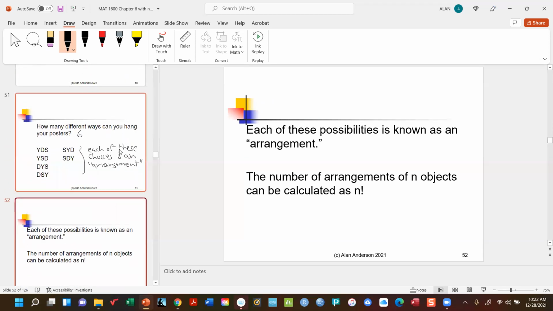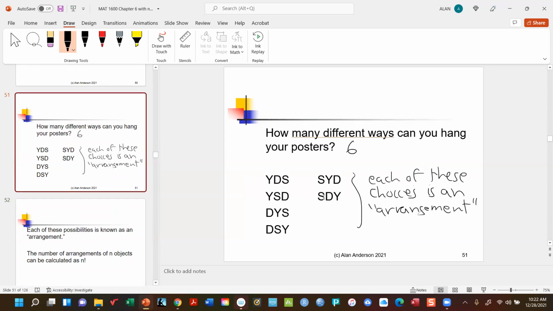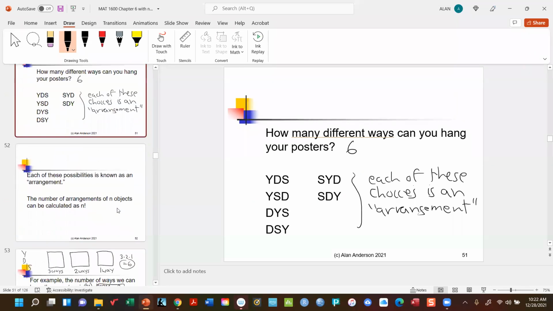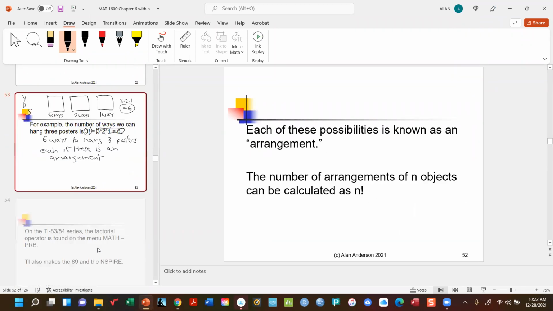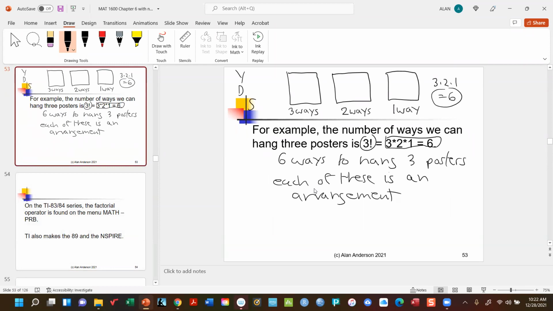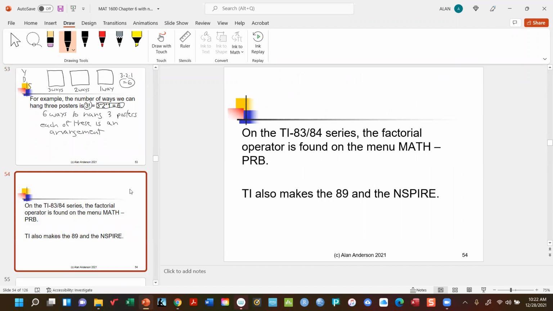But it turns out doing this the hard way, writing them all out, wasn't really necessary, because the factorial operator would have told us how to do this. In this case, if you know that you have 3 posters, for example, you can easily calculate the number of ways of arranging them by calculating 3 factorial, which is 6. Now, if you have one of the more advanced calculators, I've got notes mixed in here that tell you how to find these operators on the Texas Instruments 83 and 84 series.